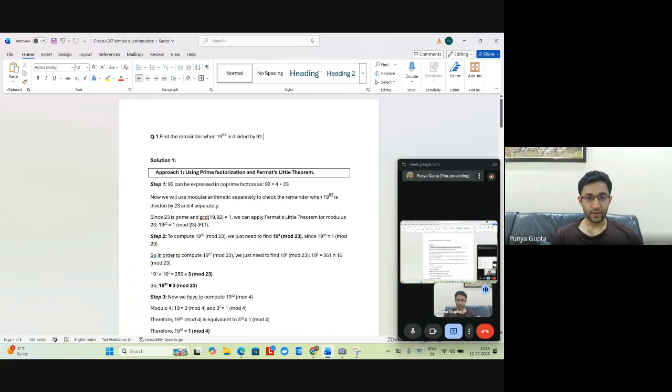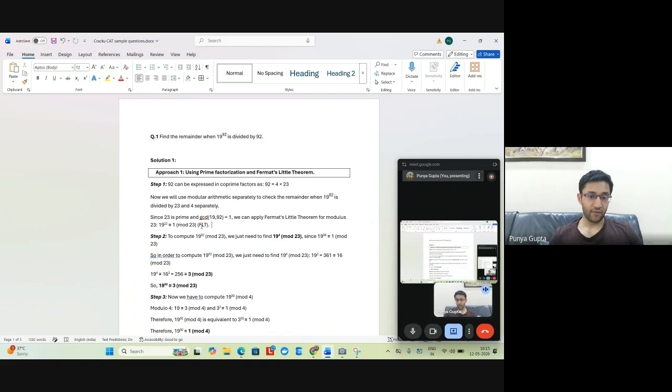23 is a prime number and 19 is an integer. So Fermat's little theorem states that a raised to the power p minus 1 will always give remainder equal to 1 when divided by p, that is, congruent to 1 mod p, provided p is a prime number. So from Fermat's little theorem, we can say that 19 raised to the power 22 will give remainder 1 when divided by 23. So this is the first step of our solution.